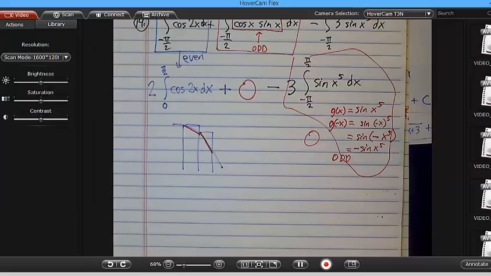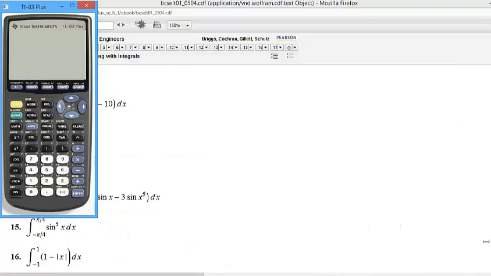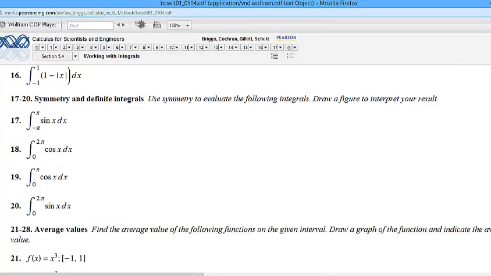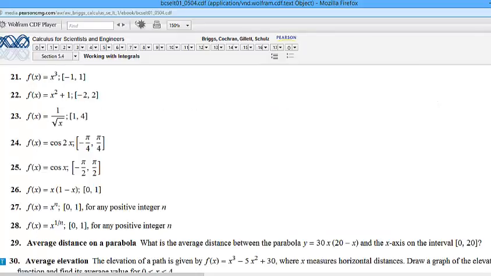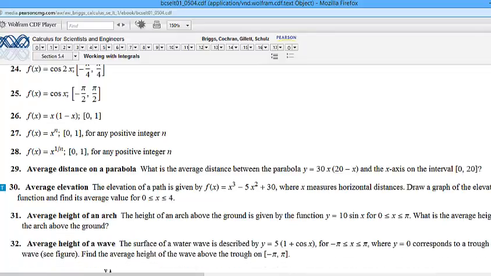Here, let's go to the exercises. And let's zoom ahead to where they start talking. Here we go. Average value. Find the average value of the following functions on the given integral. Something like number 30. I like this one. It says the elevation of a path is given by this function, where x measures horizontal distances. Draw a graph of the elevation function and find its average value.